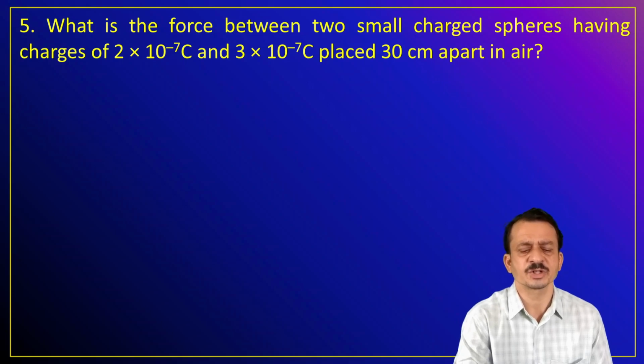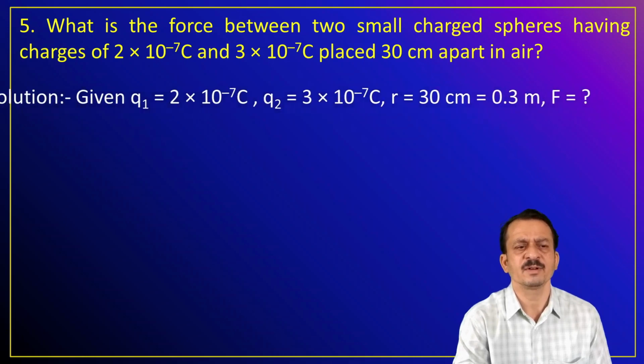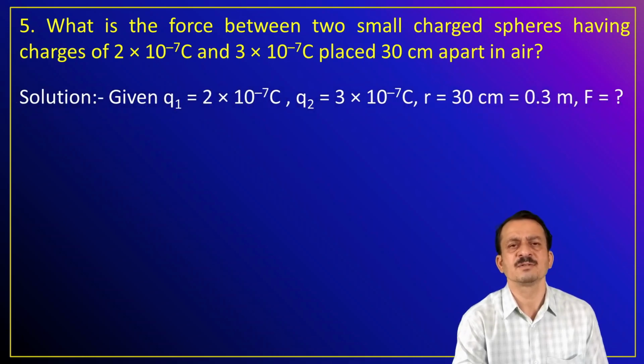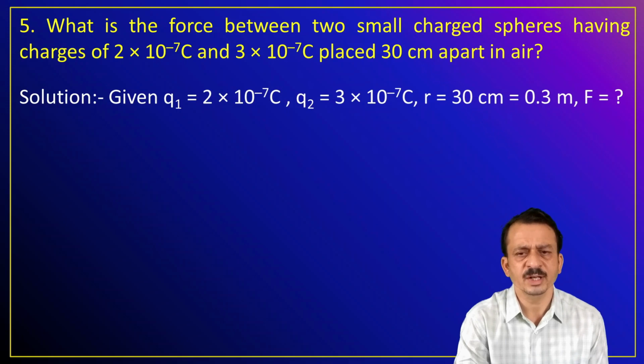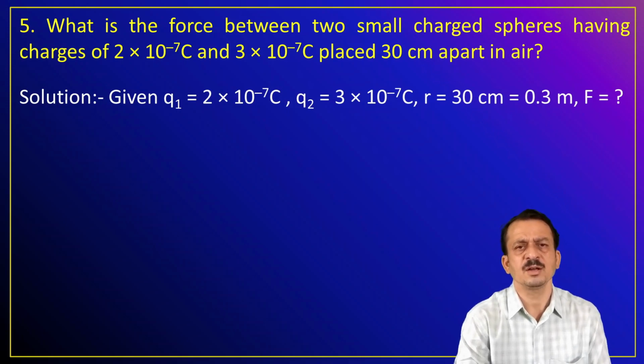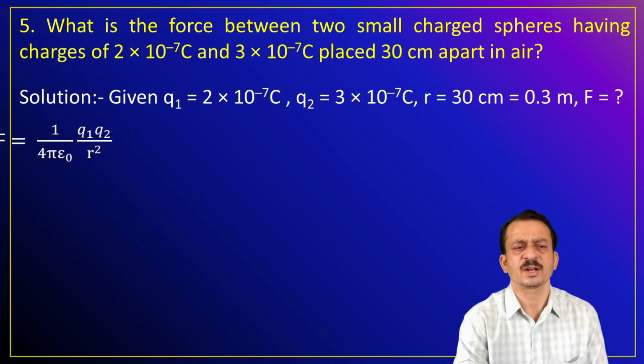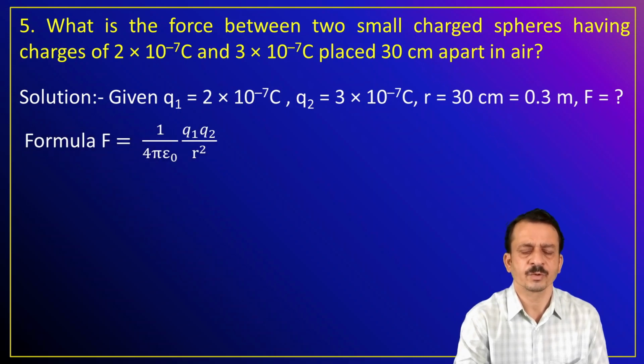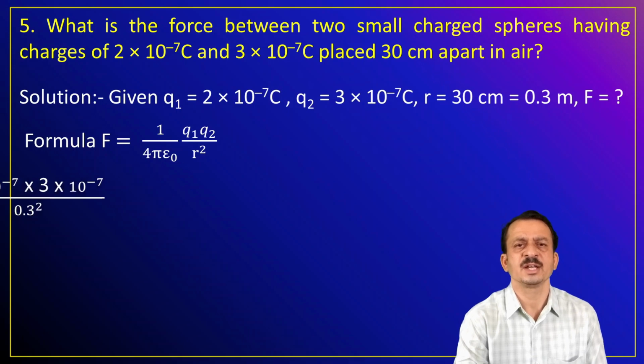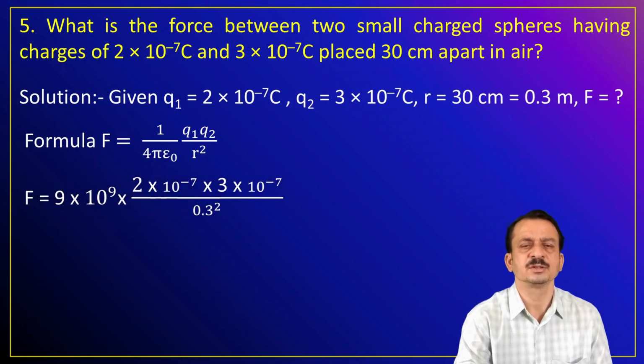Here the distance of separation is given in centimeter. We have to convert it into meter. Very simple. Now R is given as 30 centimeter. If you convert it into meter, it is 0.3 meters. Now directly use the formula. Force F is equal to 1 divided by 4 pi epsilon naught times Q1 Q2 divided by R squared. That we know, the formula. We know the value of 1 divided by 4 pi epsilon naught. It is 9 × 10 to the power of 9.